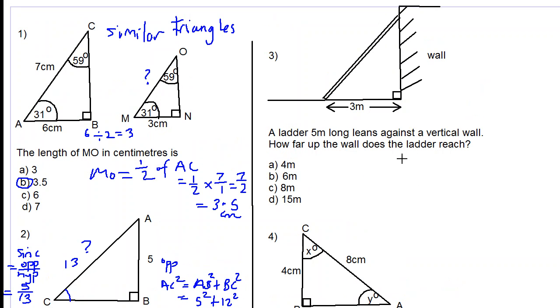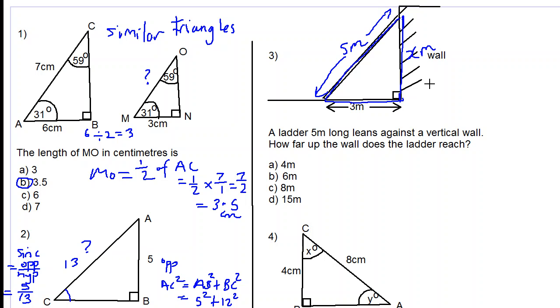Let's move on to number 3. A ladder 5 meters long leans against a vertical wall. How far up the wall does the ladder reach? If we look within this diagram, we need to recognize that there is a right angle triangle that I have outlined in blue, and we have one length of 3 meters, which is the distance from the foot of the ladder to the wall, and we have the length of the ladder, which is 5 meters. Now we have to find this missing length x. The question wants us to find x in meters.